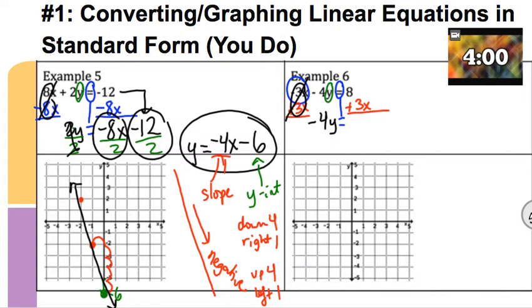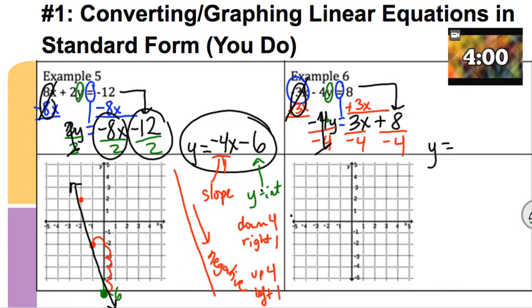I cannot add these and make it 11x. I keep them separate. 3x, positive 8. This is negative 4 multiplied by y. So I have to use the inverse operation. Divide by negative 4, divide by negative 4, divide by negative 4. Negative 4 divided by negative 4 is positive 1y. So that's that right there.